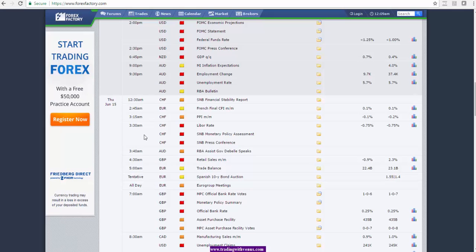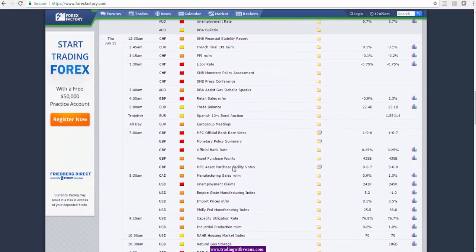Going into Thursday, we have more central banks. We have a Swiss National Bank monetary policy assessment, as well as the press conference and the interest rate there as well. Interest rate is expected to stay the same. And then we have retail sales for the British pound. And into the New York session here, we have another central bank. We have Bank of England. We have the official bank rate votes, monetary policy summary, as well as the official bank rate. Again, this is not expected to change, especially with the recent parliamentary elections. We are not really looking for things to change here.